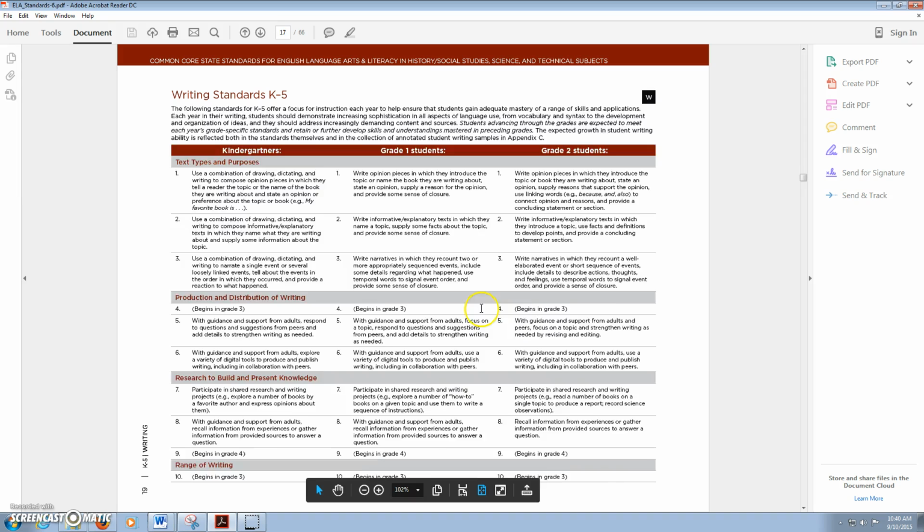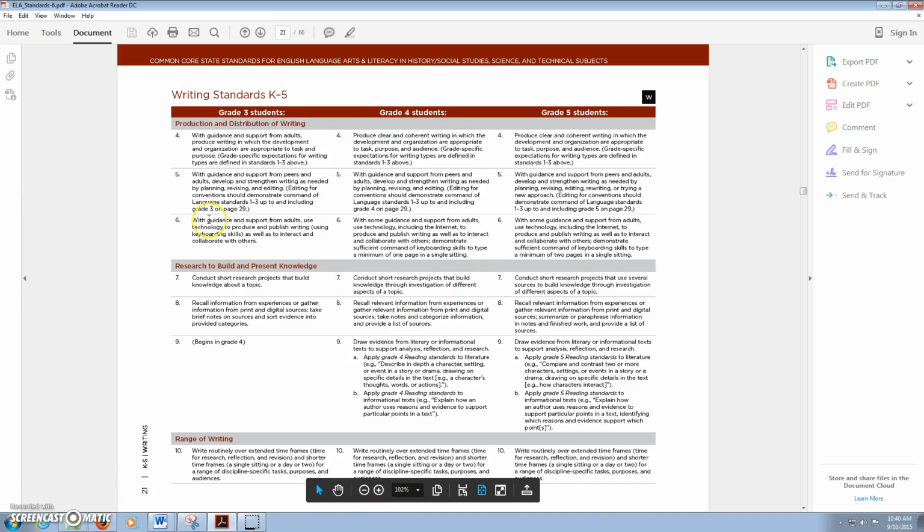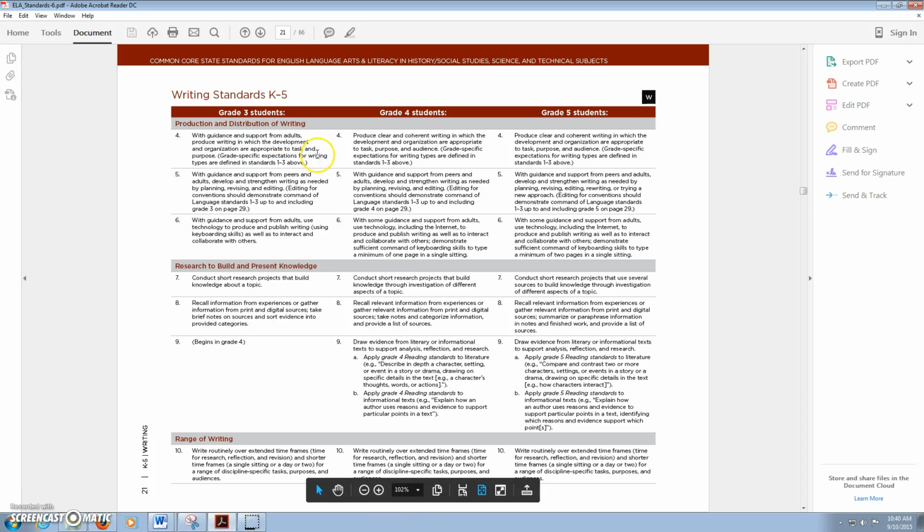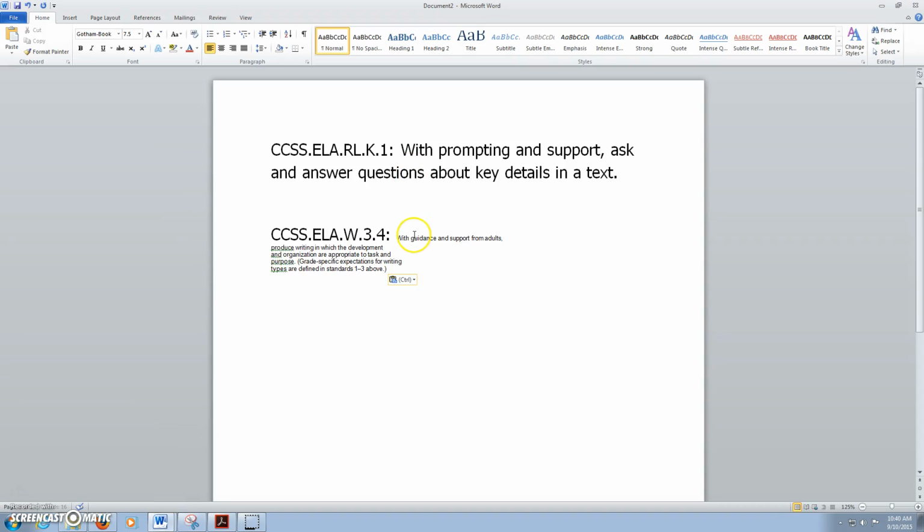I'm just going to pick one at random here. Let's say we're looking at writing standard number 4 for 3rd grade. This is how we would do it. We would write CCSS.ELA.W for writing. We're talking about 3rd grade, so I would put 3, and we're talking about standard number 4, which I would put at the end of my abbreviation right here. I don't have the standard memorized because it's kind of long, so I'm just going to copy and paste it from the document and place it here. That doesn't look that good, but for our purposes, we don't need to make it look pretty. So that's how you abbreviate your standards.